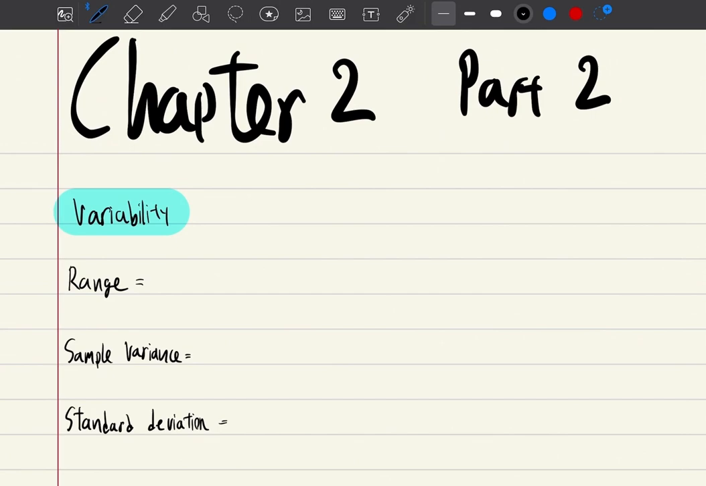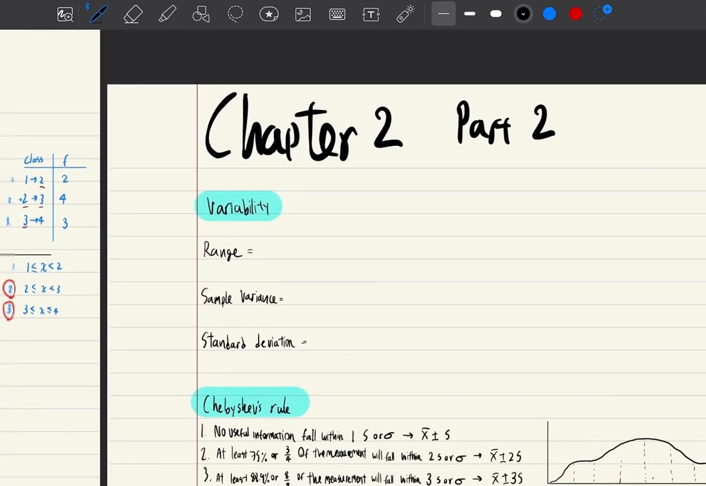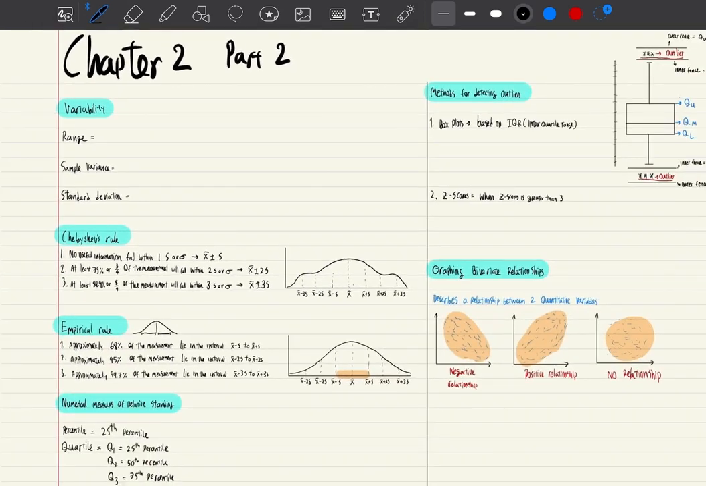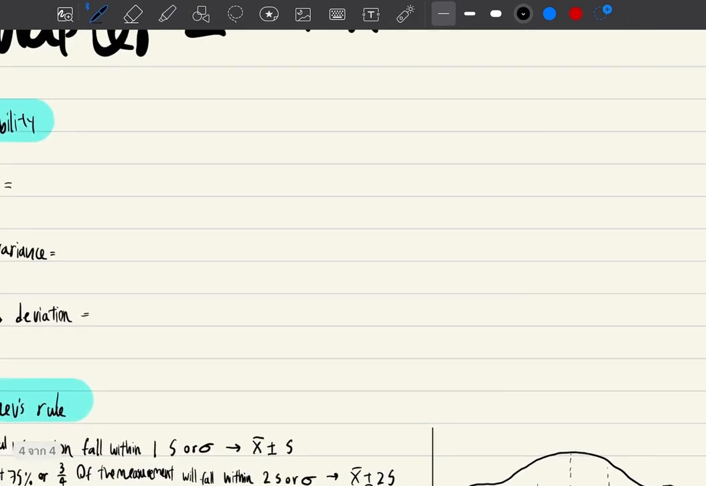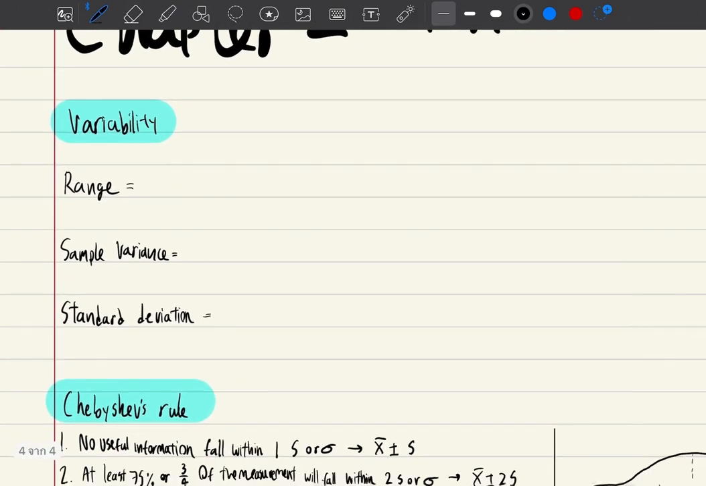Today I'm going to teach you about variability, the numerical measures of relative standing, the methods for detecting outliers, the graphing bivariate relationships, and how to use mean and standard deviation to describe the data. Let's start with the variability.